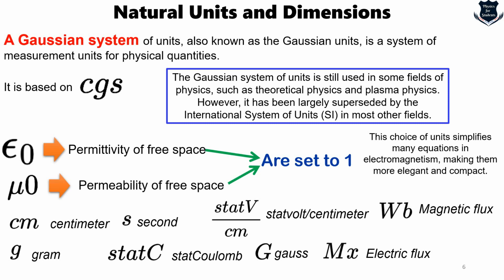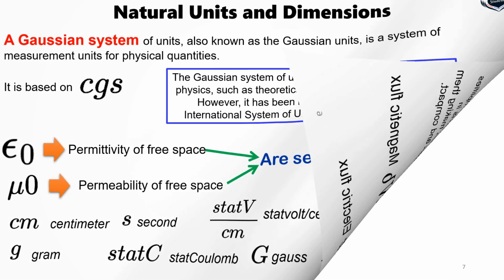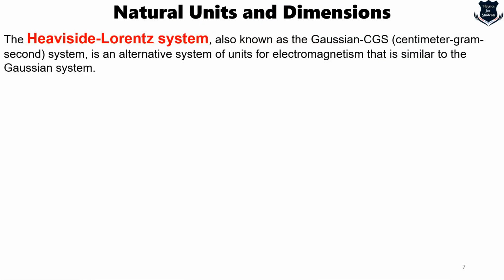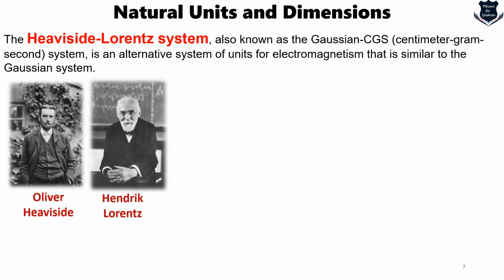The next system is also very interesting. Let us go into the next part of the video. It is called the Heaviside-Lorentz system, a variant of the Gaussian CGS system. It is an alternative system of units for electromagnetism that is similar to the Gaussian system, and it is named after the physicists Oliver Heaviside and Hendrik Lorentz, who made significant contributions to the development of electromagnetic theory.